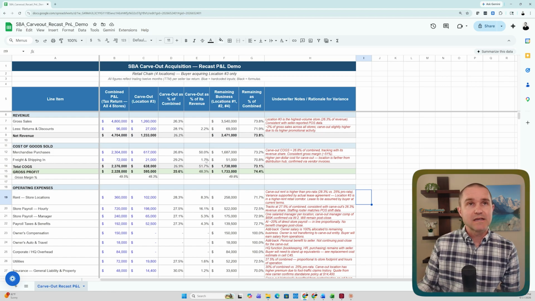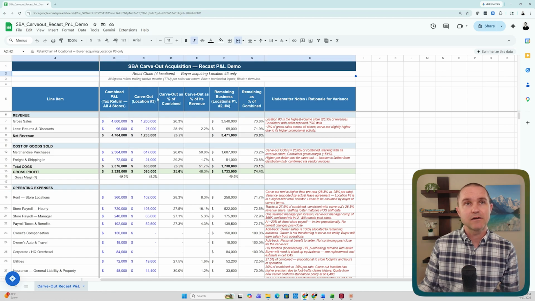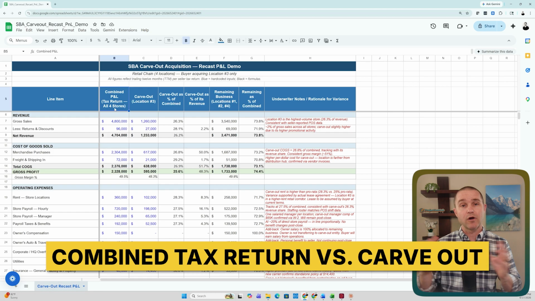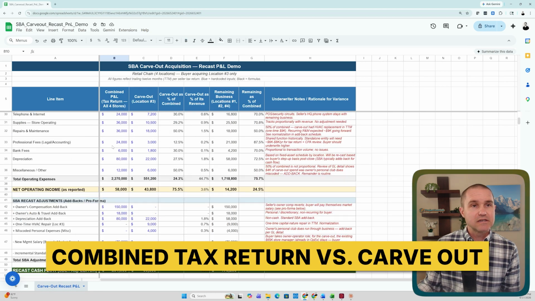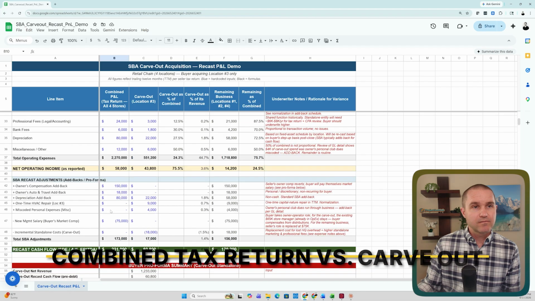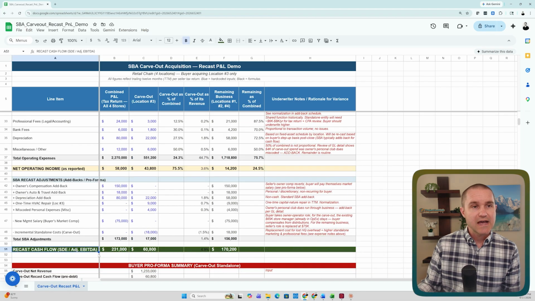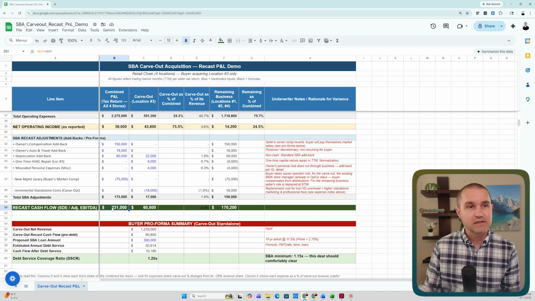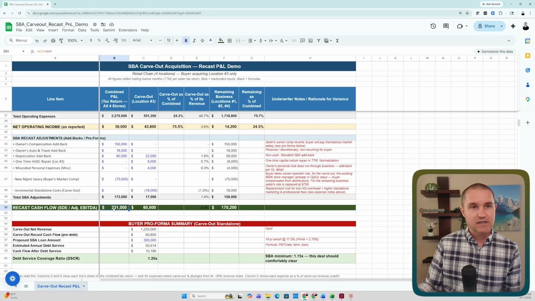Okay, so in this example, let's assume this is a 4-location retail chain and the buyer is looking to purchase location number 3. What you start with in column B is the combined tax return. It's a tax return for all 4 stores. And you can see what that looks like, this recast cash flow, right? Overall, that business across the 4 locations is doing $231,000 in seller's discretionary earnings, let's say.